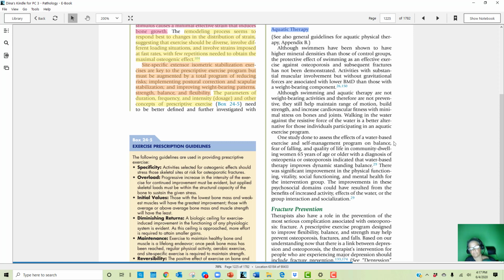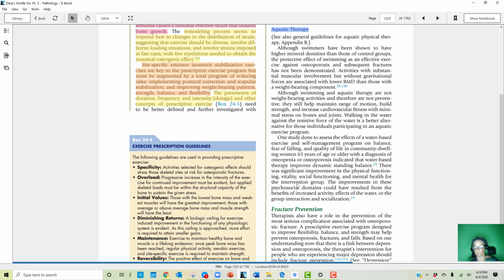Walking in the water against the resistive force of the water is a better alternative for those individuals participating in an aquatic exercise program. One study done to assess the effects of a water-based exercise and self-management program on balance, fear of falling, and quality of life in community dwelling women 65 years of age or older with a diagnosis of osteopenia or osteoporosis indicated that water-based therapy improves dynamic standing balance.